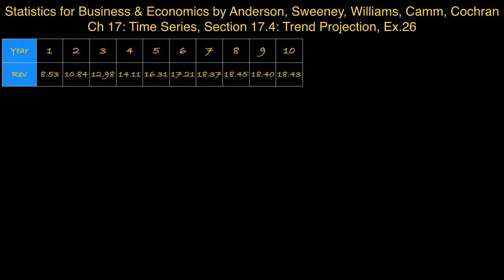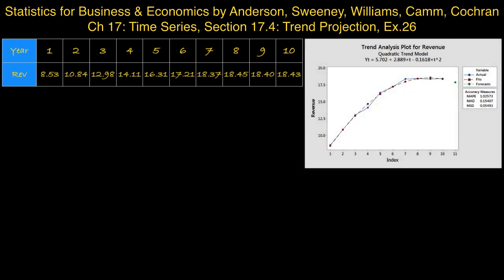Construct a time series plot and comment on the appropriateness of a linear trend. So in this plot, the data is shown with the blue points, and we can see that just as in the preamble, revenue has increased quite steeply, but then it's kind of leveled off in more recent years. And so I would say that a linear trend is probably not appropriate for this data set.